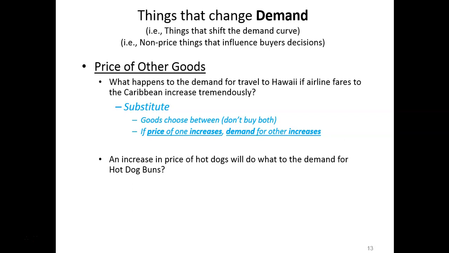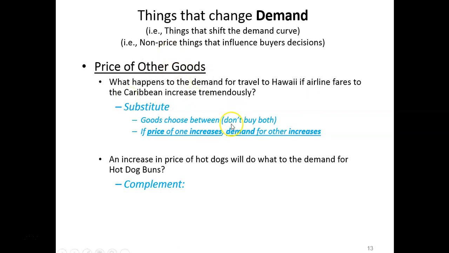However, second example: an increase in the price of hot dogs will do what to the demand for hot dog buns? Well, if hot dogs are getting more expensive, people don't want as many hot dogs. I don't know anybody who would want to buy hot dog buns unless they're putting a hot dog or a sausage in them, right? Because they're basically just a carrier of that thing, barely food. Well, those two things are complements, right?